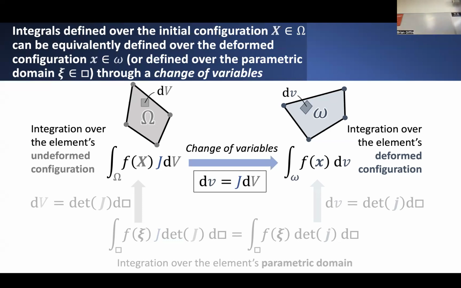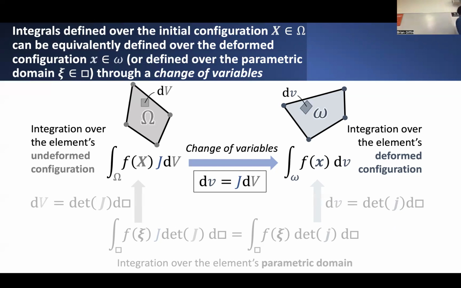But it turns out I could instead choose to use this same change of variables concept to pose integration over the element's undeformed domain and basically convert any integrals posed in this format into equivalent integrals actually taken over the element's final deformed configuration. So simply by using this relationship, by saying that small units of deformed volume are related to units of undeformed volume just by scaling them by this volume scaling J, the determinant of the deformation gradient.